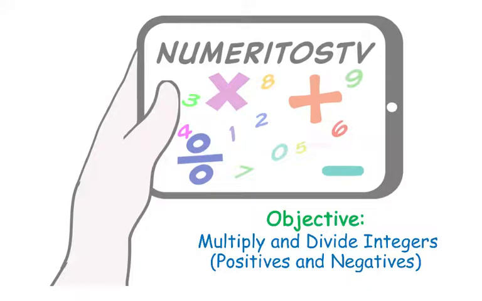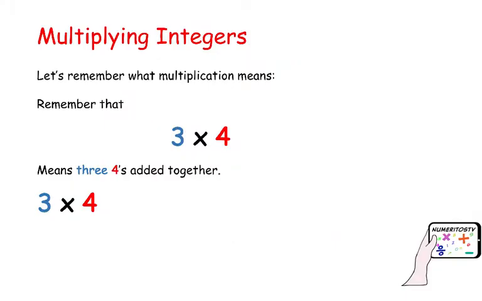The objective today is multiply and divide integers with positives and negatives. To multiply integers, let's remember what multiplication really means. So let's remember what is 3 times 4.